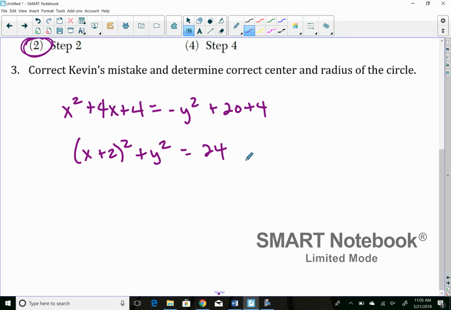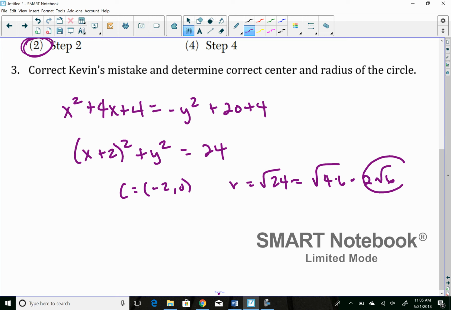That is now in center radius form, so the center is going to be -2, 0, and the radius is going to be the square root of 24, which becomes 4 times 6, which becomes 2 square roots of 6.